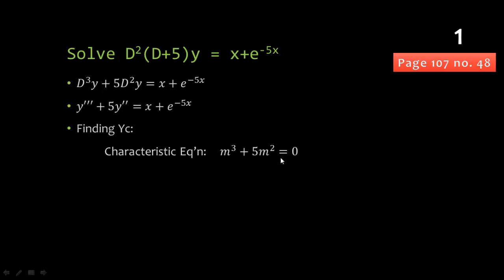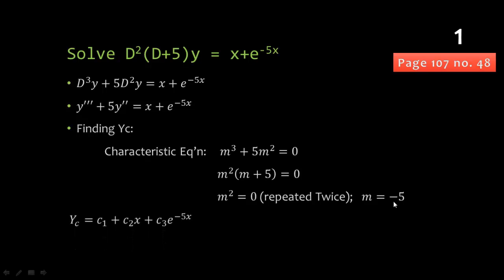To solve this, we need to find the y_c, and we have its characteristic equation m cubed plus 5m squared is equal to 0 for the homogeneous part. We factor out m squared, and we have m squared times the quantity m plus 5 is equal to 0. Finding the roots, we have m is equal to 0, which is repeated twice, and m is equal to negative 5. So finally, we now have our y_c, which is equal to c sub 1 plus c sub 2 x plus c sub 3 times e to the negative 5x.